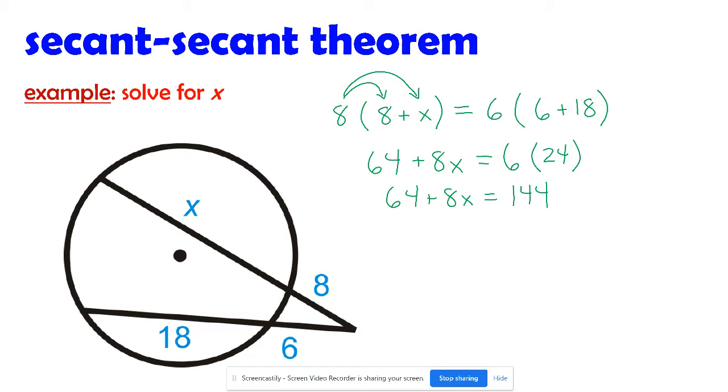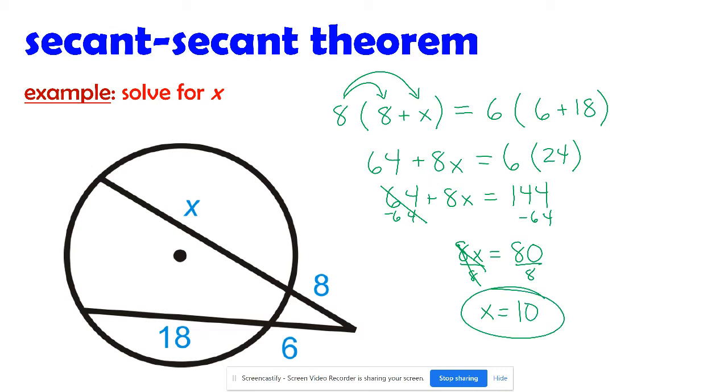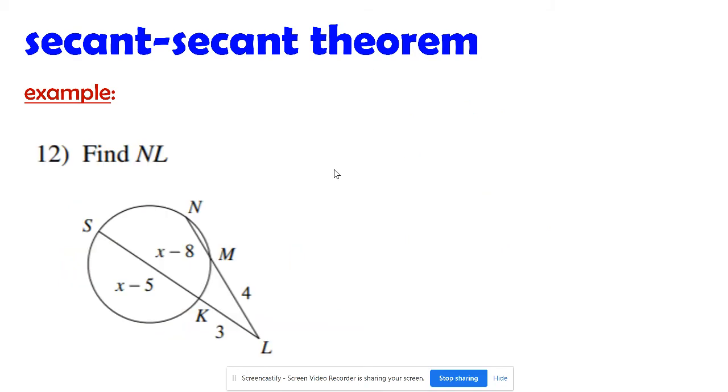I can subtract the 64 from both sides. We have 8x equals 144 minus 64 will give me 80. And I can divide by 8. And x is equal to 10. So that is the secant theorem in action. We're going to do one more with a slightly more difficult example here.